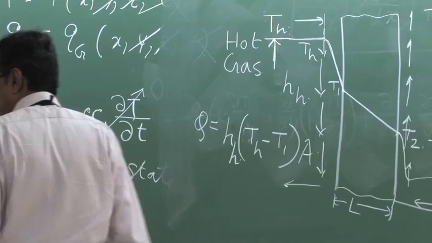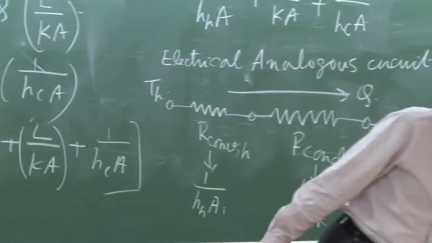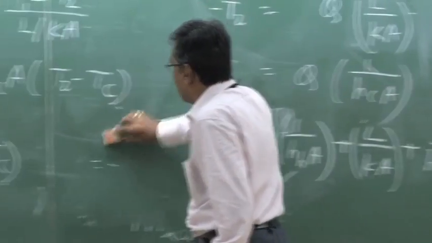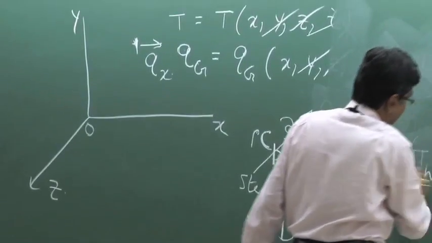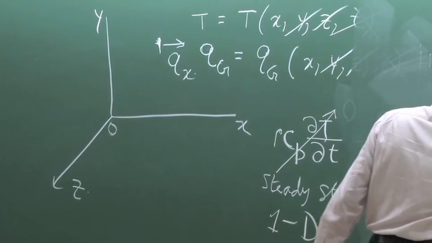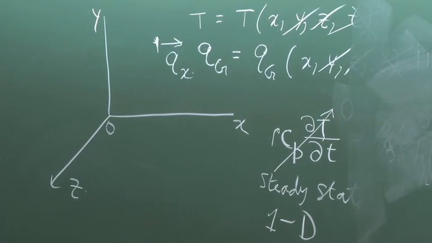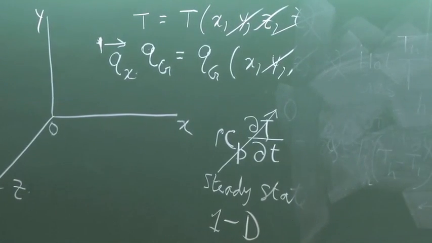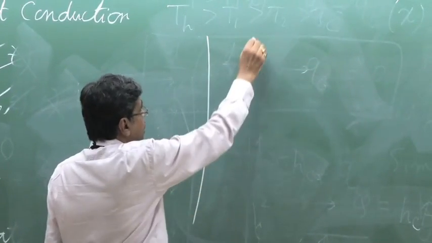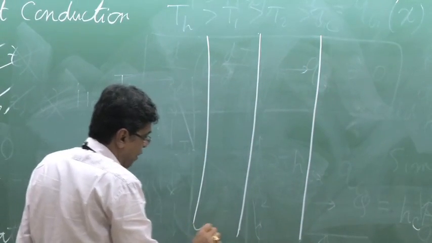Another simple case relating to purely one-dimensional heat flow through a slab, window or wall type of thing is like this. Instead, there is a composite wall. Sometimes we have a composite wall, for example, like this.